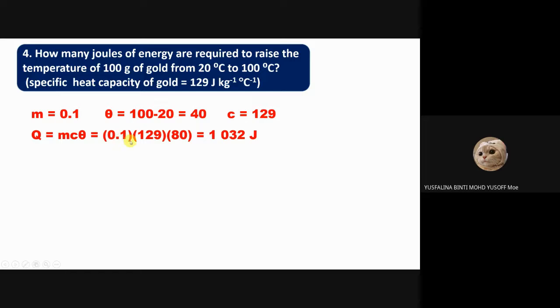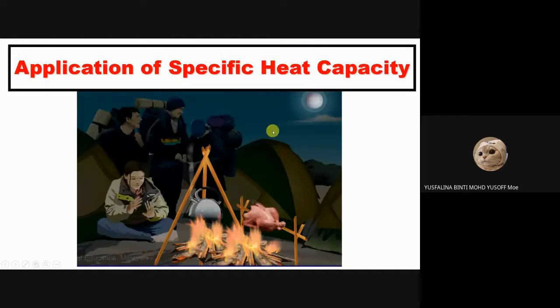So 0.1, and then the C is already given, 129, and then the theta is the change of temperature. The final temperature is 100, the initial temperature is 20. So you just minus, you will get 80. Then you just substitute in the formula and calculate.